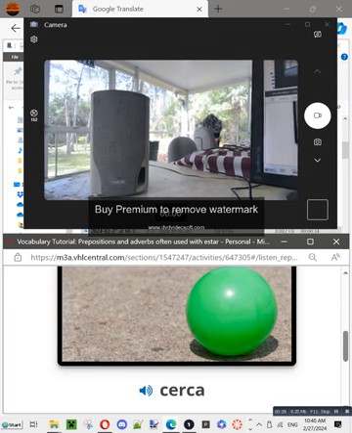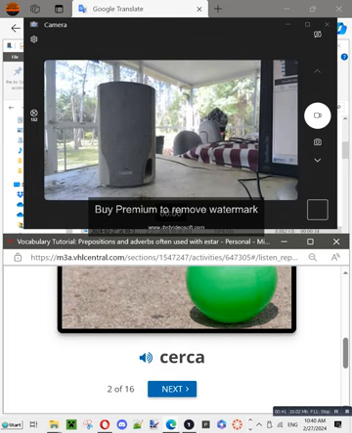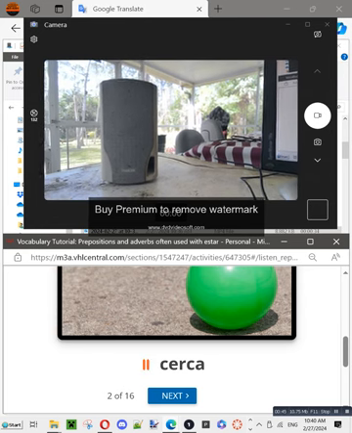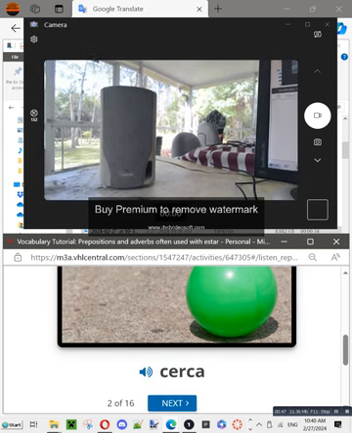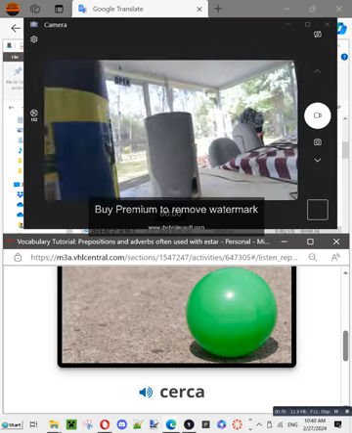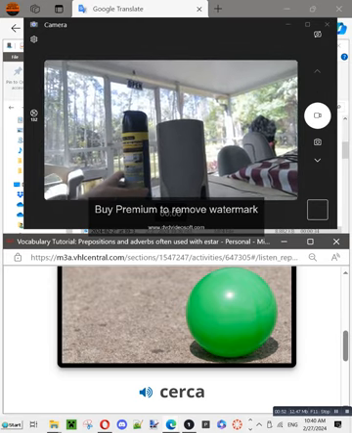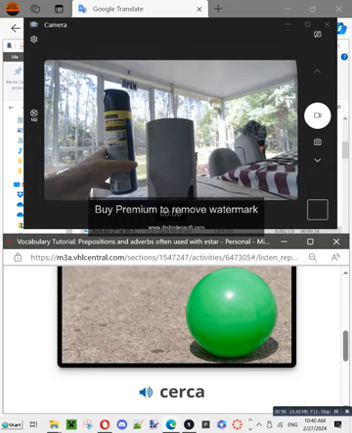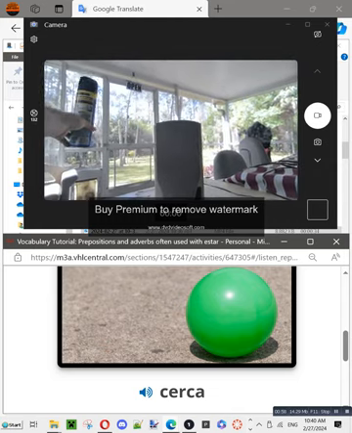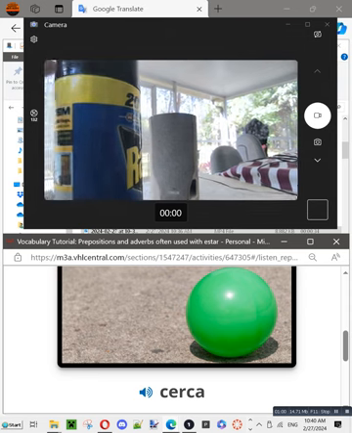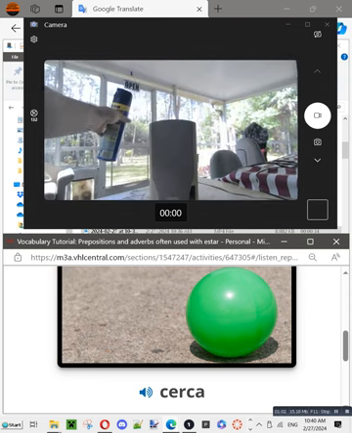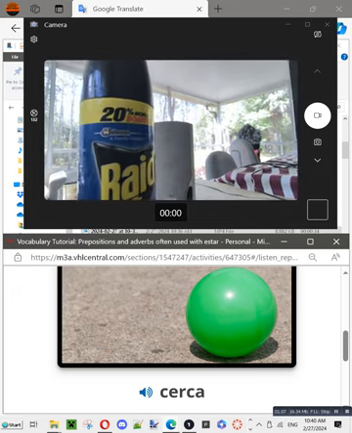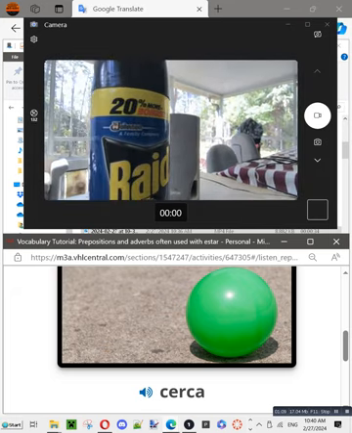So this one is near or in near, I think. Cerca. Okay. So let's try this one. So this is to me. So I guess no es cerca. Es cerca. No es cerca. Es cerca. Why am I using this? Because it's what's in front of me. Okay.